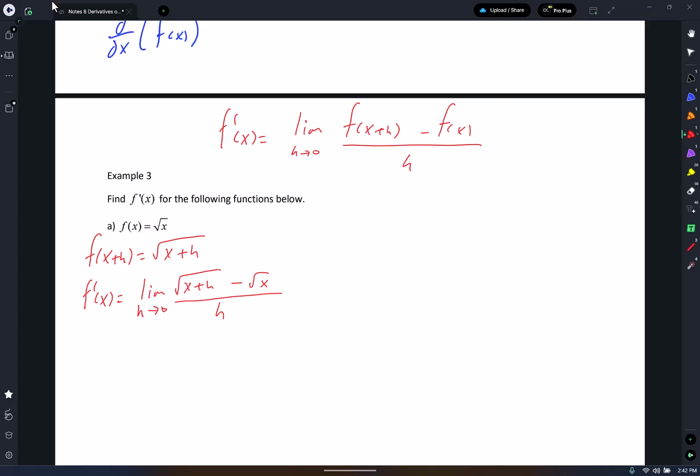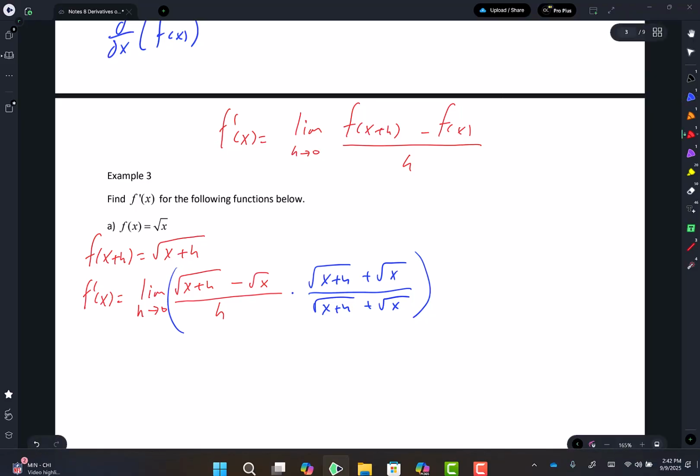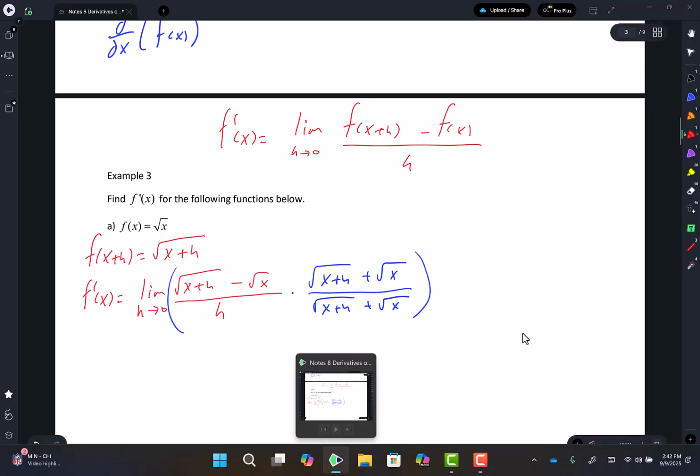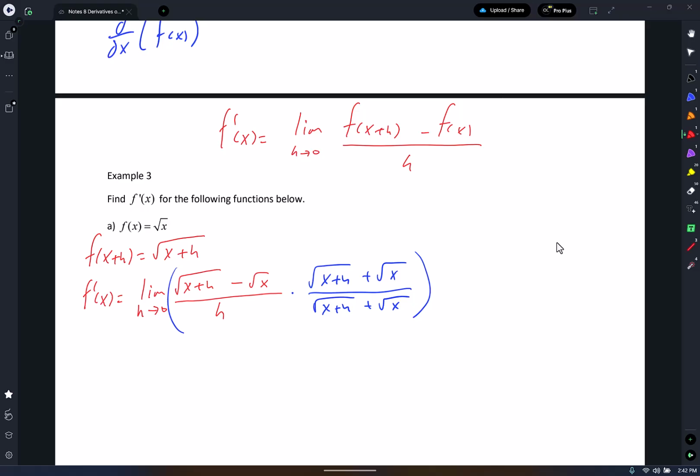Are we still okay? All right, I'm going to multiply by the conjugate because I'm trying to get an expression. So I'm going to go times square root of x plus h plus square root of x over square root of x plus h plus square root of x. Are we still okay? Okay. The top, we're just going to multiply. That's just like difference in squares, guys.